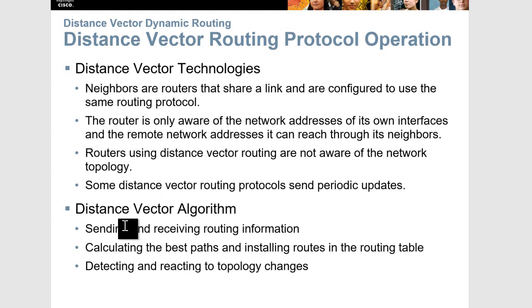Distance vector algorithm: sending and receiving routing information. We'll talk about how it calculates the best path in EIGRP versus RIP a little later. EIGRP has a couple of factors that can be involved, but only 2 that are involved by default. Detecting and reacting to topology changes: as links go up and down, the distance vector algorithm can adjust your paths to accommodate changes in the topology.